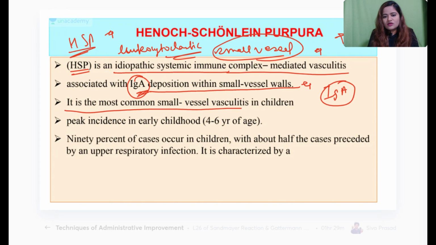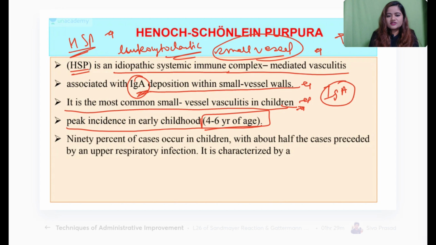So it is the most common small vessel vasculitis in children. This question has been asked many times, which is the most common small vessel vasculitis in pediatrics. So that is basically your HSP. Now peak incidence is basically from 4 to 6 years of age. Again, it depends on your school going age group. So HUS and HSP, both of them have the same age group. It is school going age group.